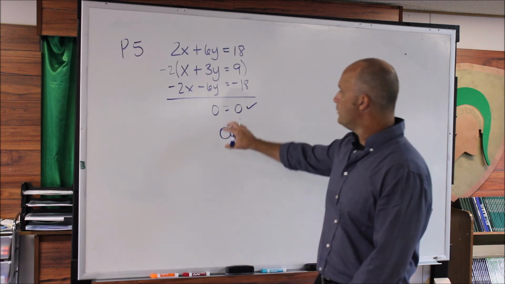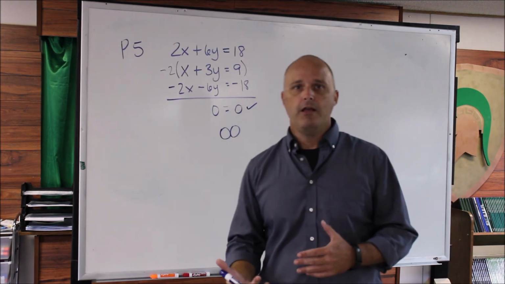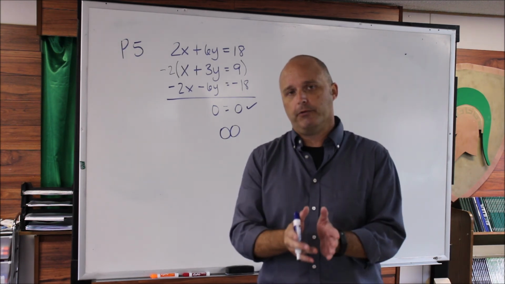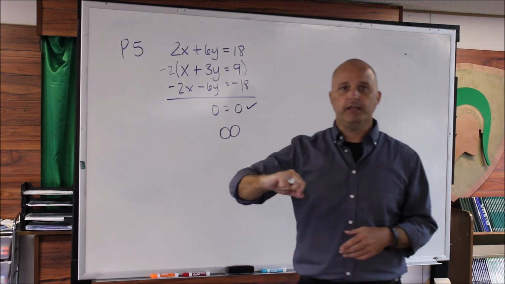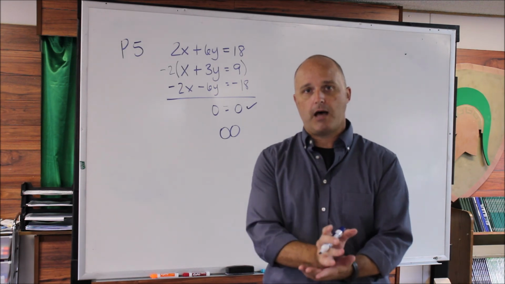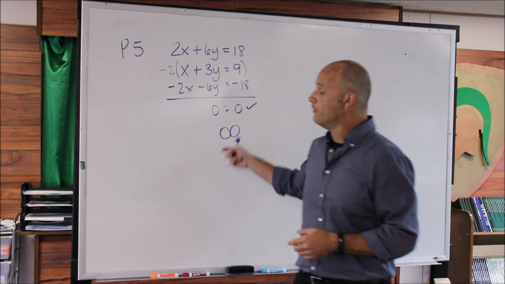If we were to end up with, say, 2 equals 0, a statement that's not true, that would mean that we would have no solutions because the lines, if we were to graph them, would be parallel. In this case, when we graph these, that tells us that the lines are stacked right on top of each other. It's the exact same line, so they share all the same points. Therefore, the solutions are infinite.